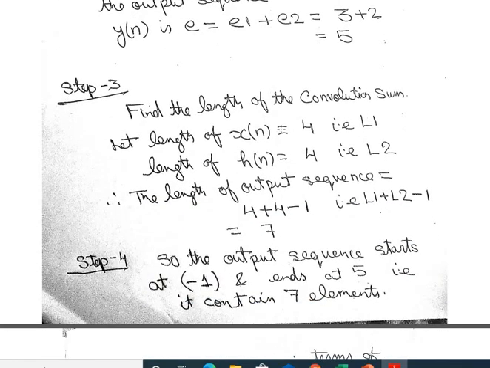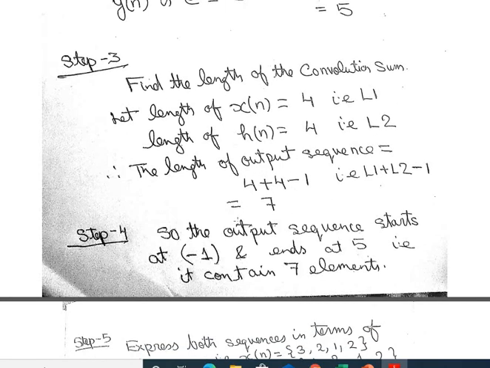If the length of the first sequence is L1 and the length of the second sequence is L2, then the length of our output sequence is L1 plus L2 minus 1. Here the length of the first sequence is 4 because there are 4 elements in x[n], and similarly in h[n] there are 4 elements, so the length of the second sequence is 4. So 4 plus 4 minus 1, we get 7. So 7 is the length of our output sequence.